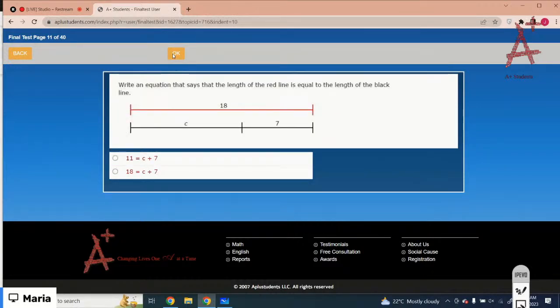Okay, write an equation that says that the length of the red line is equal to the length of the black line. So the length of the red line is 18 and the length of the black line is c plus 7. So it would be c plus 7 equals 18. Got it? Option number 2 is the correct option.